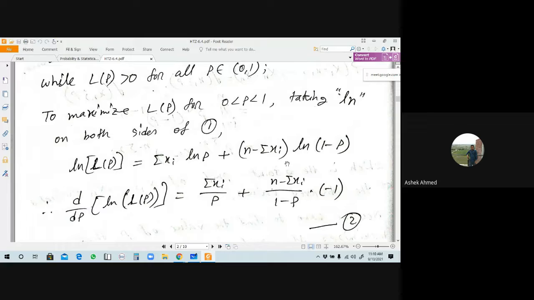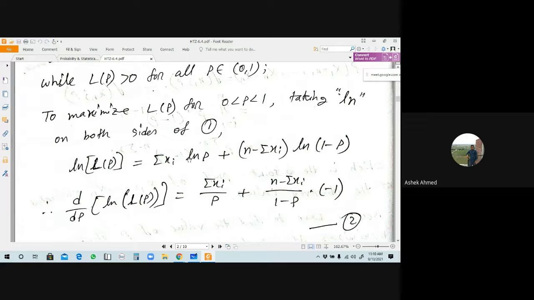For finding the critical point, you have to differentiate this equation with respect to p. When you differentiate with respect to p, p will be the variable and the other terms will be constant, so summation of xi is constant, and n minus summation of xi is constant.